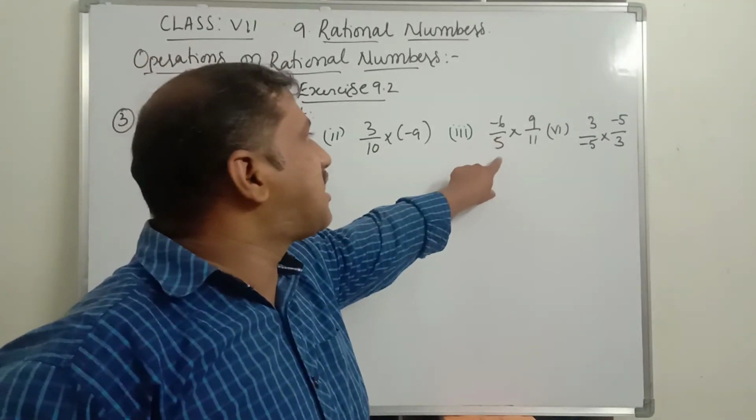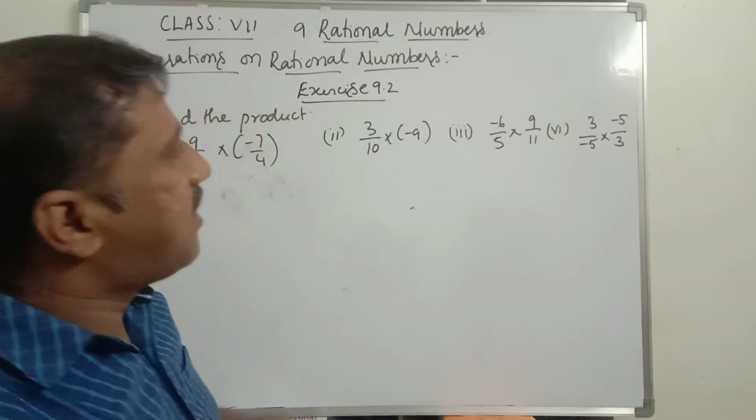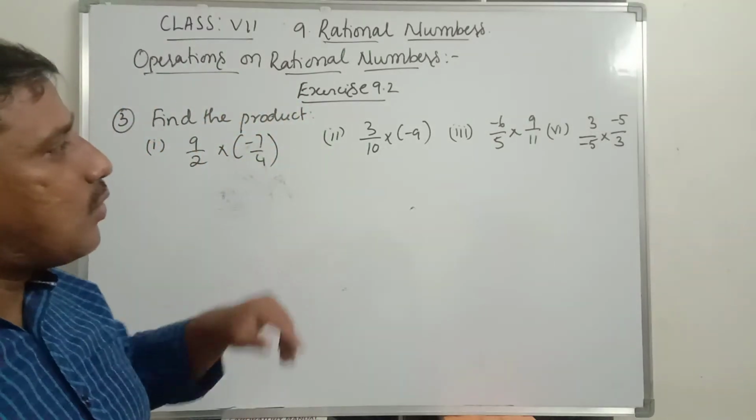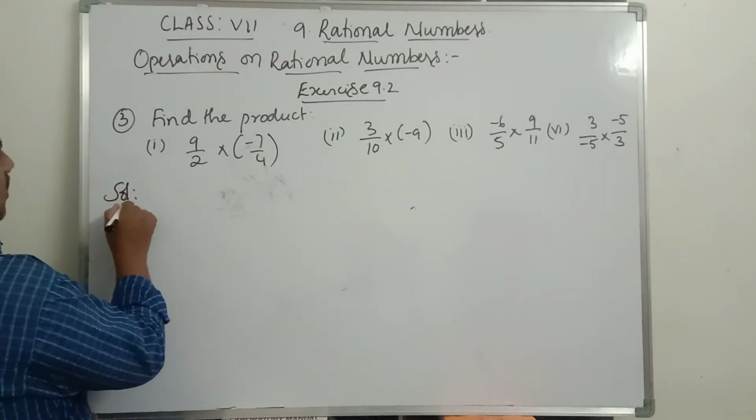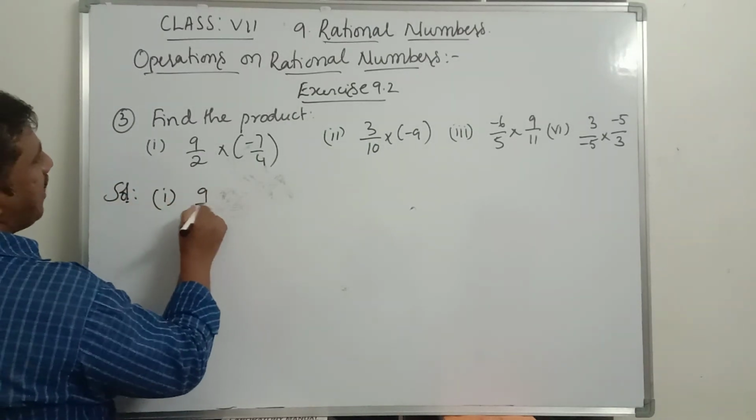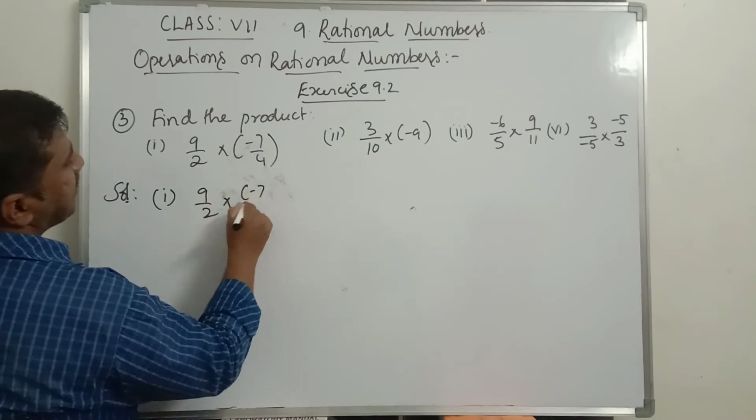Then minus 6 by 5 into 9 by 11. Then 3 divided by minus 5 into minus 5 divided by 3. See the first question here. First question: 9 by 2 into minus 7 by 4.